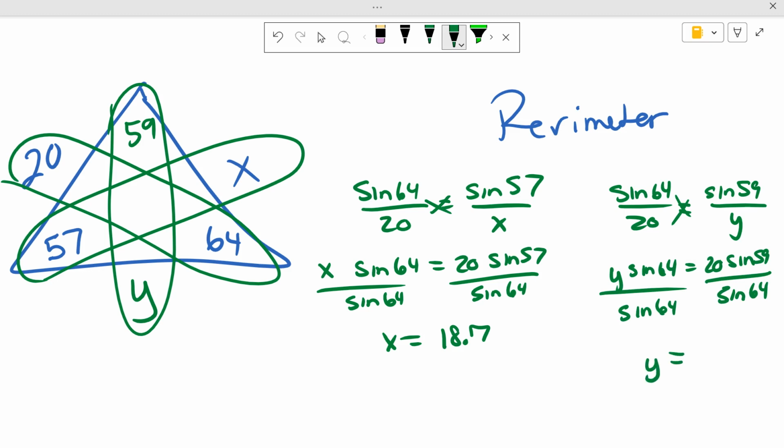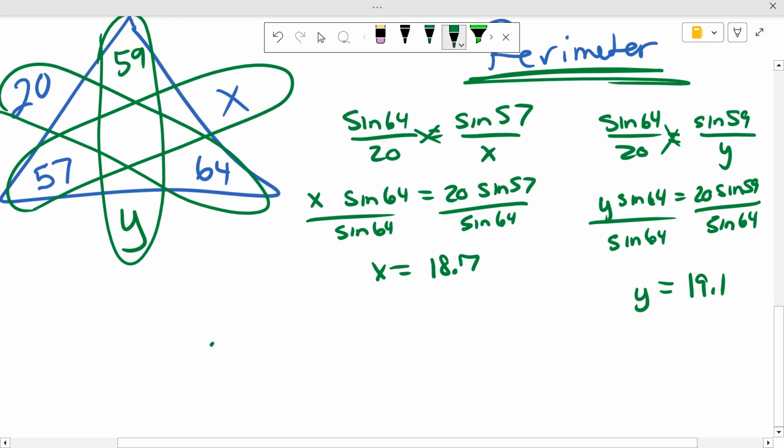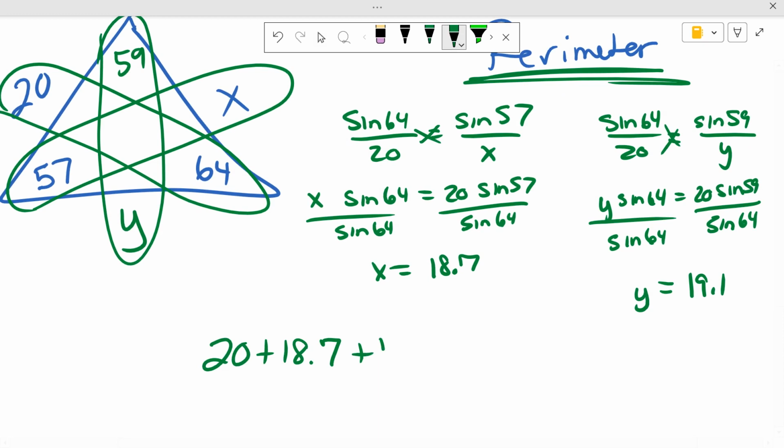What does y equal? 19.1. It says find the perimeter. Don't just stop there. You need to find the perimeter. So you have to take 20 plus 18.7 plus 19.1, and you get 57.8, right? And then there will be one more problem on there where you have to find a side or whatever.